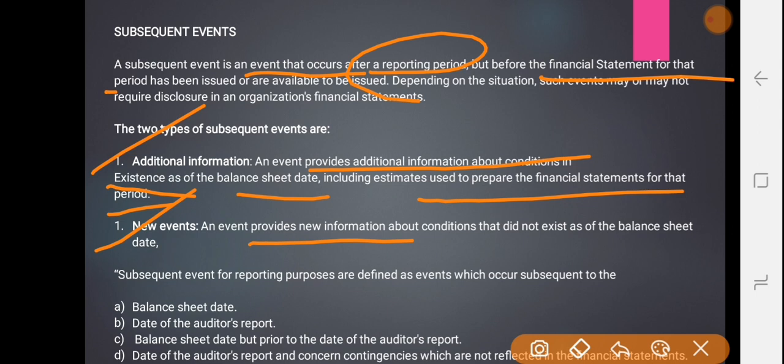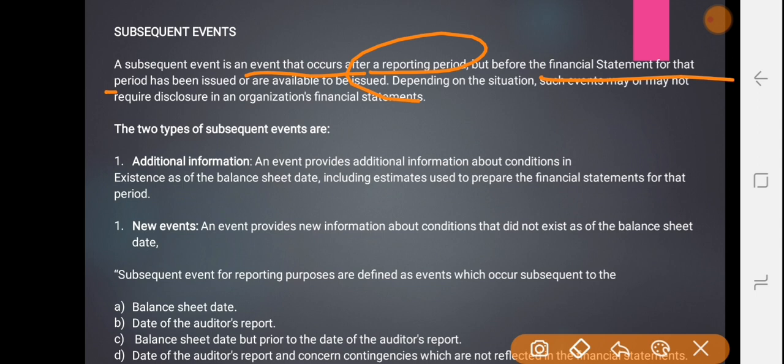Additional information is for an already existing event; additional information has been provided. A new event is one which provides new information about a condition that does not exist at the balance sheet date, and that is termed a new event.